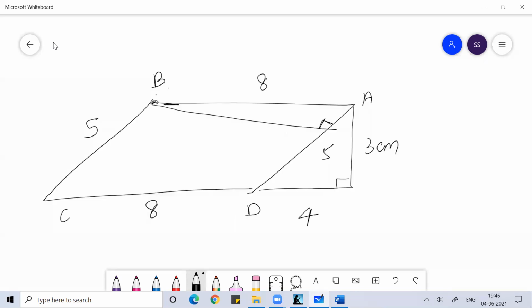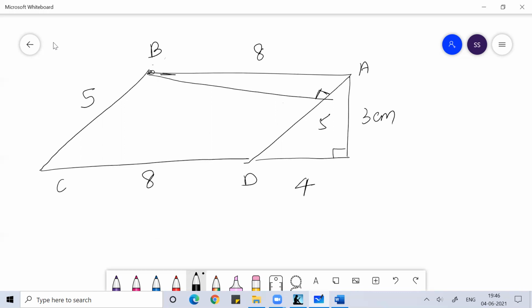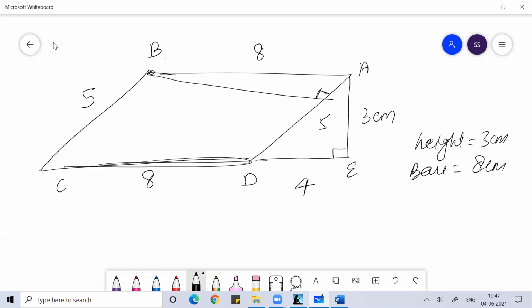Dhoni, what is the area of a parallelogram? Base into height. So in this, what is the height here? Can you see that this 3 centimeter is the height? Yes, sir. And what is the base here? 8 centimeter. Yes, sir.